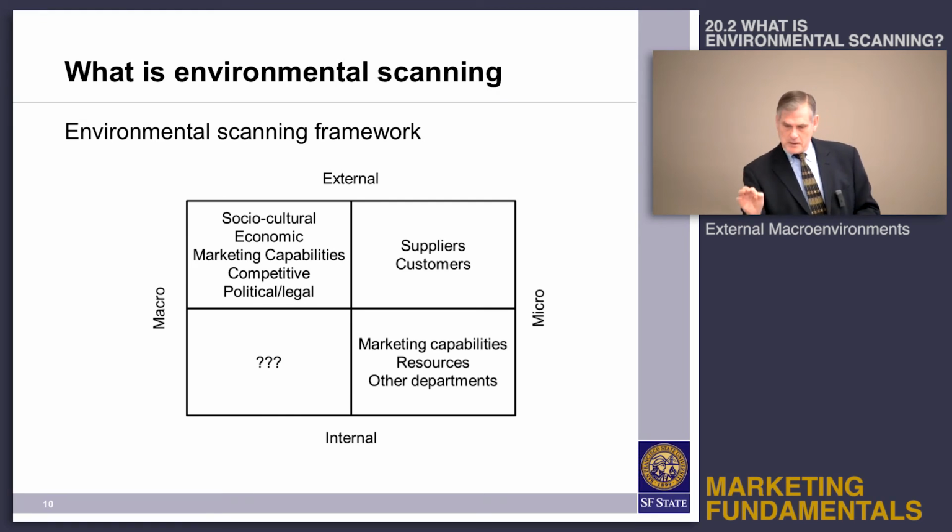And then down in the micro-internal quadrant are things that are affecting only your business and are within your control. This would be the internal managerial stuff, internal capabilities.